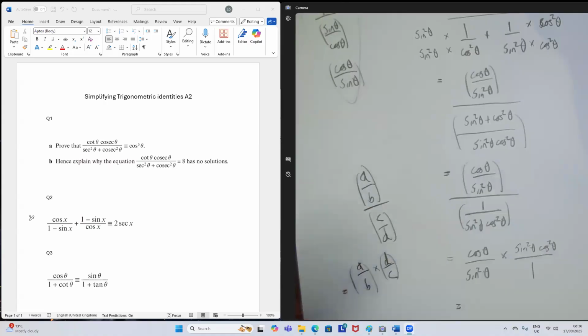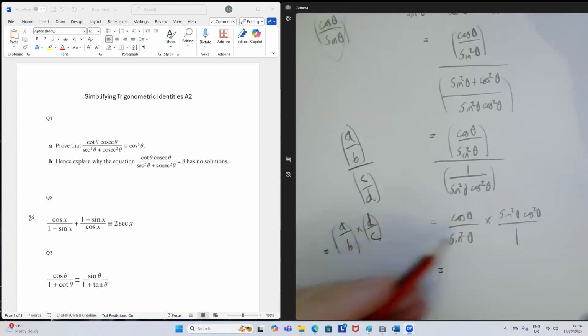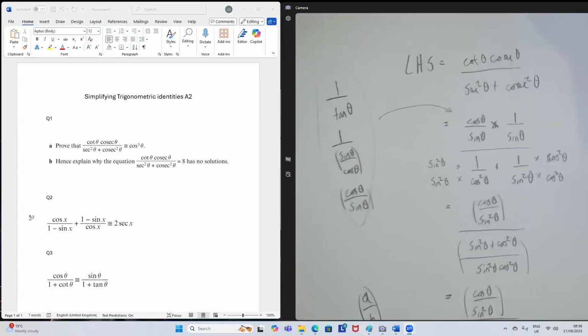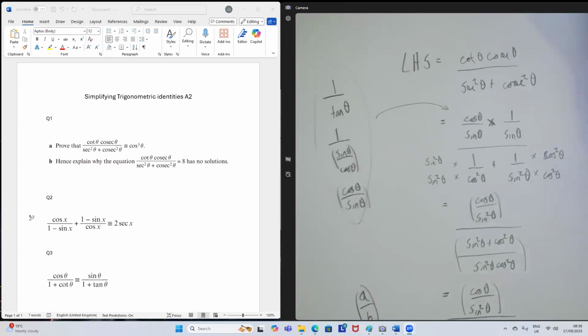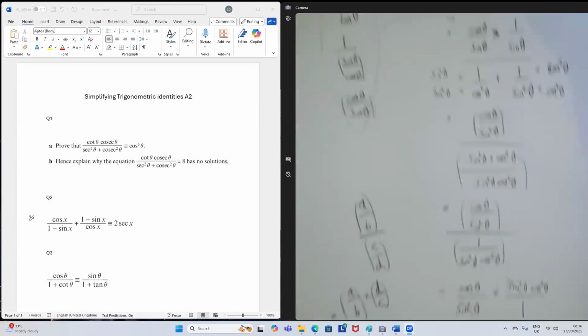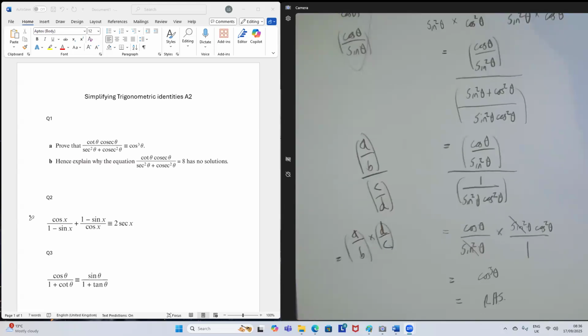And this is super useful now because our sine squareds are going to cancel, leaving us with cos theta times cos squared, which is cos cubed theta, which is in turn equal to the right-hand side. And there you go, step by step, we've started off with the left-hand side, and through a series of steps, have shown that it equals the right-hand side, which I think would probably be worth somewhere between 3 and 4 marks if that was an exam question.